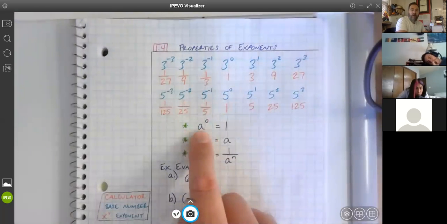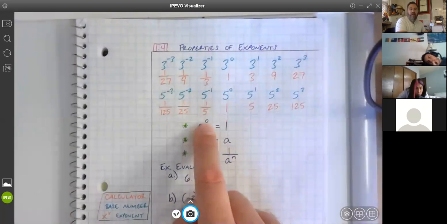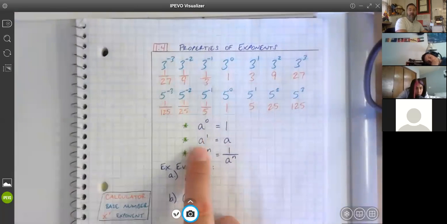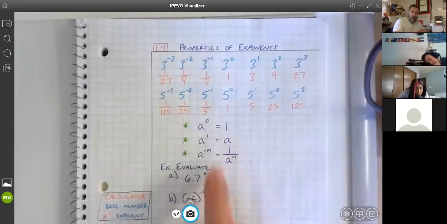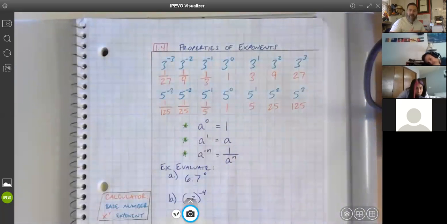So no matter how complicated that base is, whether it's a decimal, fraction, or whole number, anything to the 0 power is 1. Anything to the 1 power is itself. That one tends to be a little more intuitive. Again, it doesn't matter how complicated that base is, anything to the 1 power is just itself.